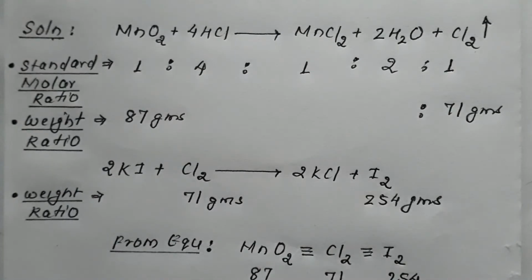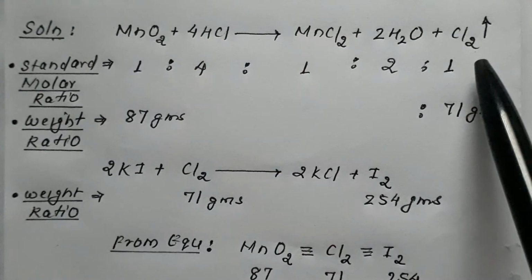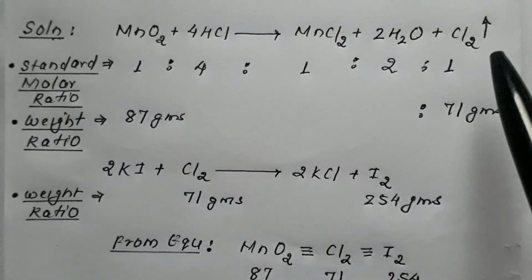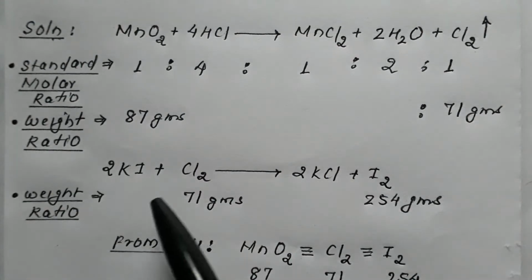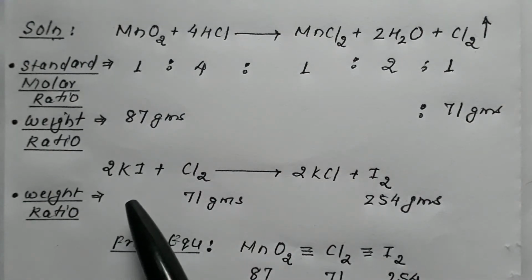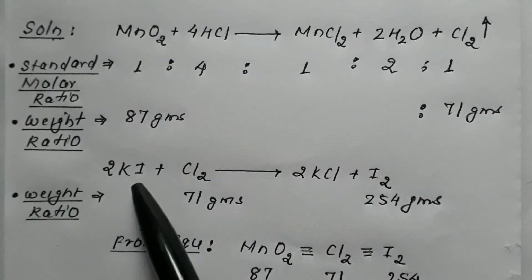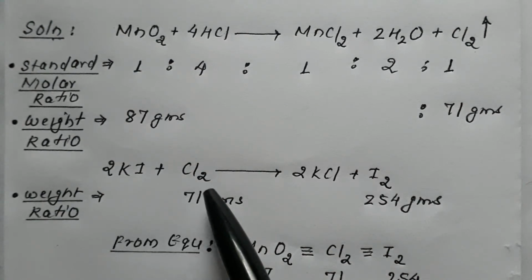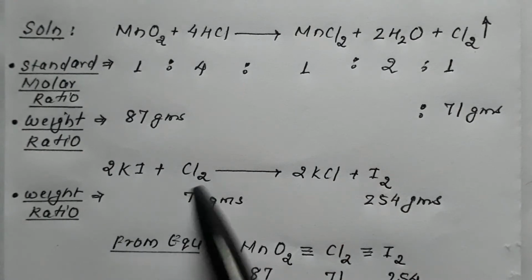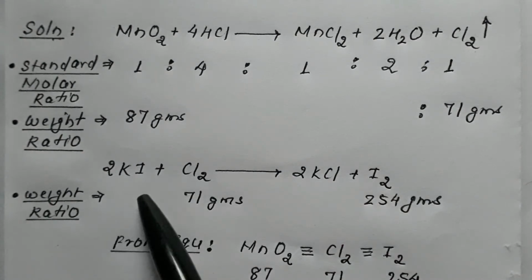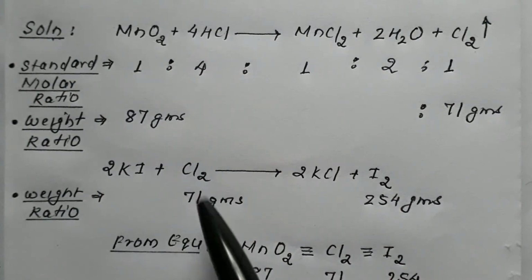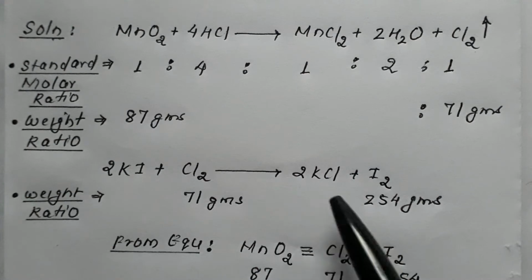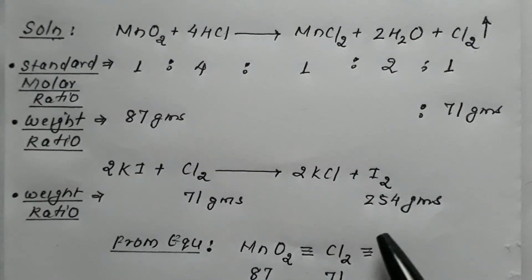This is the first reaction. Now in the question it is said that the gas produced, which is chlorine, was passed into potassium iodide, KI. So we take KI and make it react with the gas produced, which is chlorine. When KI is made to react with chlorine, 2 molecules of KI react with 1 molecule of chlorine to produce 2 molecules of KCl and 1 molecule of iodine.